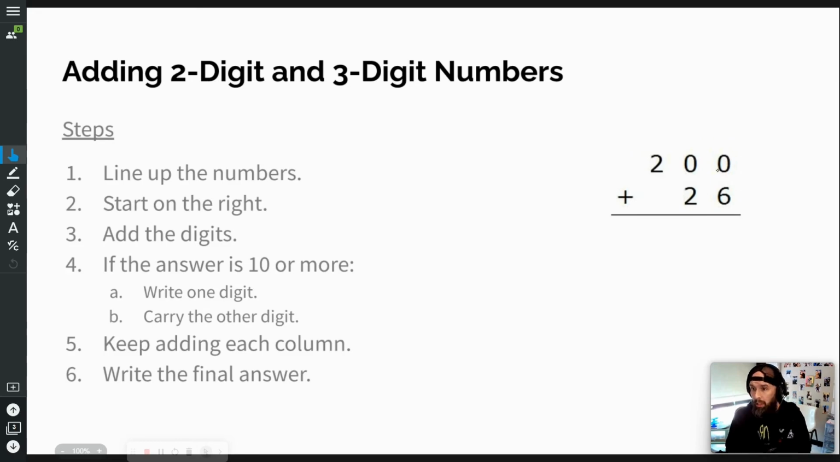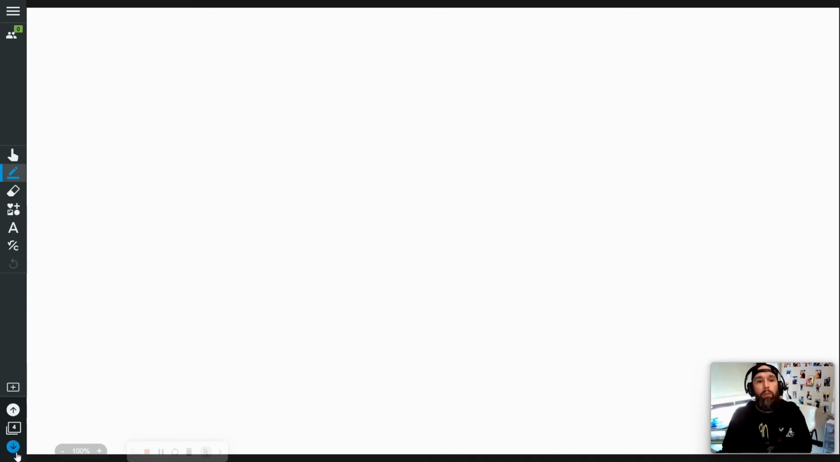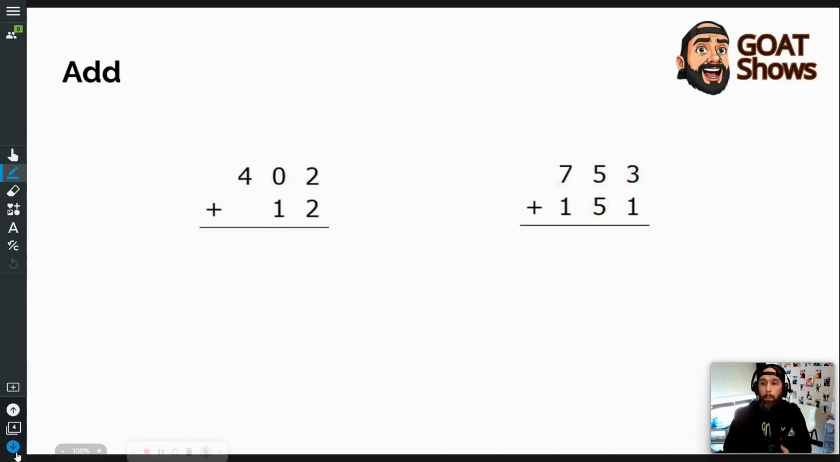This is very basic. 0 plus 6 is 6. 0 plus 2 is 2. And 2 plus nothing is 2, so the answer is 226. Nothing carried over that we had to worry about. That's not going to happen every single time, so let's follow these rules every time we have a problem like this.